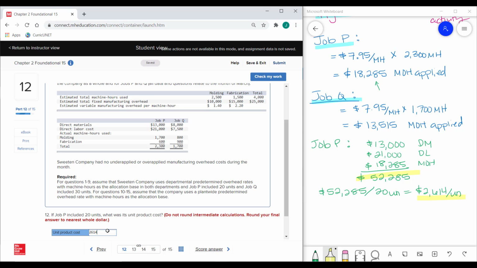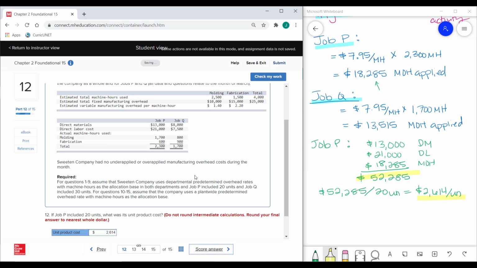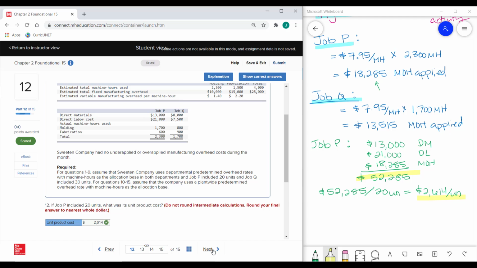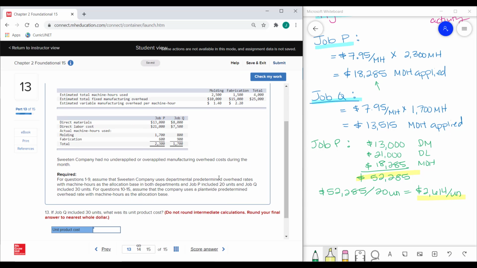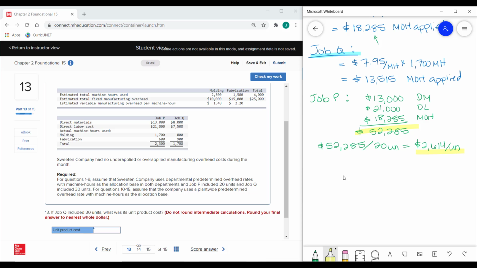So $2,614. Let's score that answer. There we go. Question 13. If job Q included 30 units, what is its unit product cost? So we'll do the same thing, right? We first need to find the total cost of job Q. Well, the cost of job Q would consist of its direct materials, direct labor, and applied overhead.